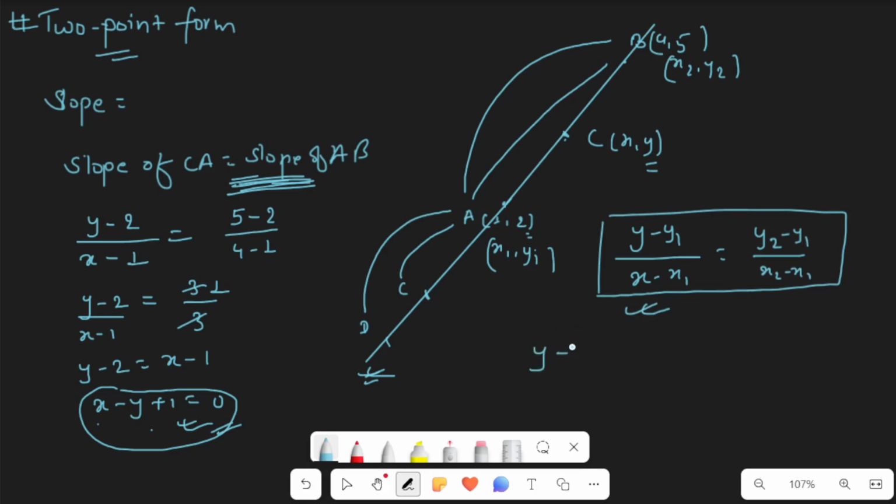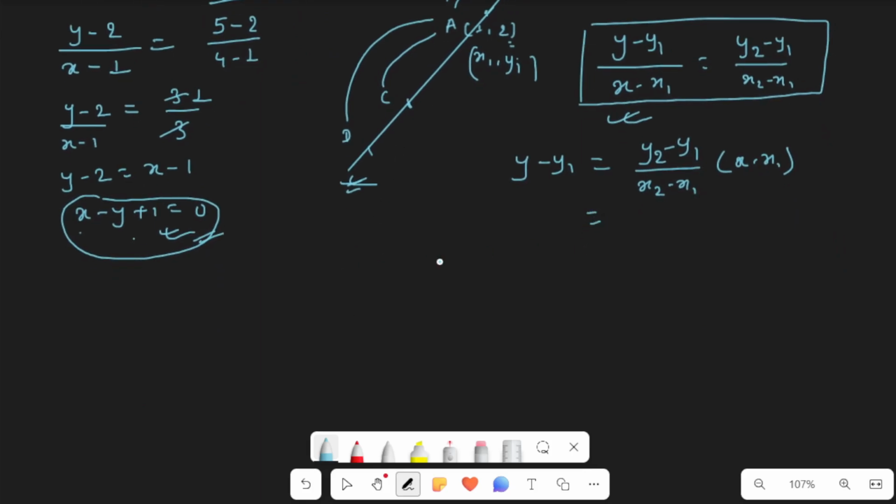Or it could be simplified by writing y minus y1 is equal to y2 minus y1 divided by x2 minus x1, and then x minus x1. Now, there's another form which is similar to this one, which is known as the point-slope form. That is, when we know a point, a passing point, and the slope of the line, we can calculate the equation by this similar form. Here, y2 minus y1 divided by x2 minus x1 is nothing but the slope of the line.